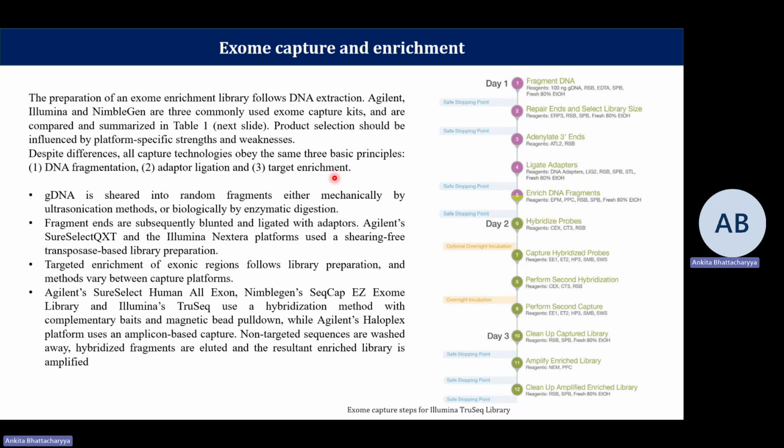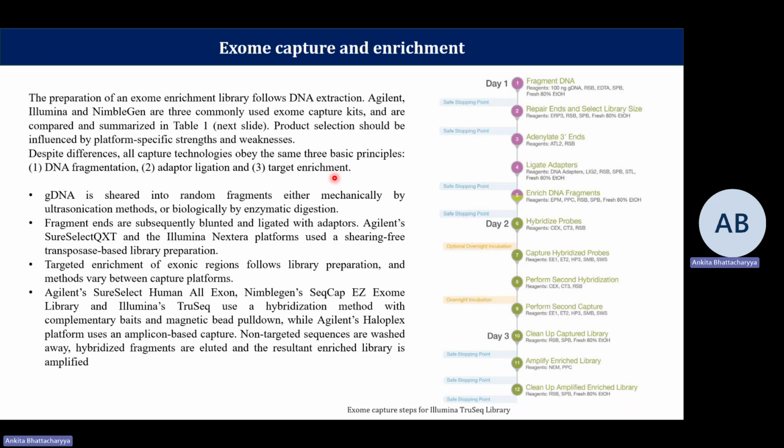Now, what are the key steps? First, of course, the genomic DNA or the gDNA gets sheared into random fragments. Either it is done mechanically by using ultrasonicators like Covaris, like I just previously mentioned, or it can also be done biologically by performing enzymatic digestion. Again, the example for this is the use of transposase enzyme for this purpose.